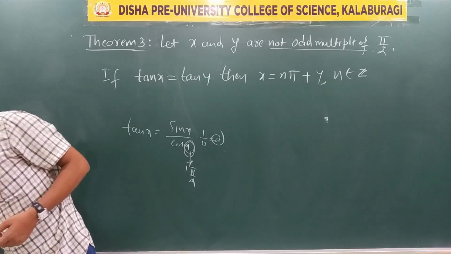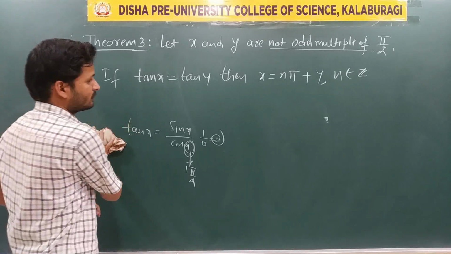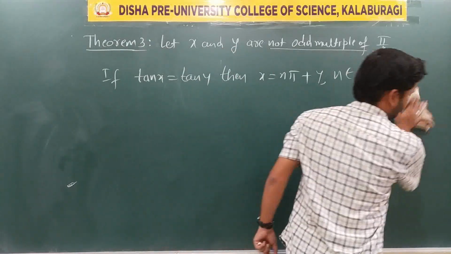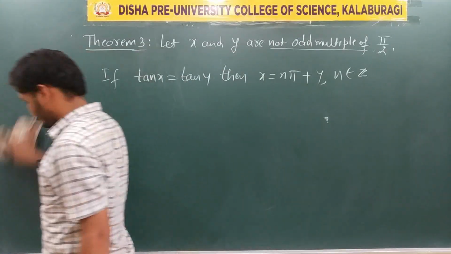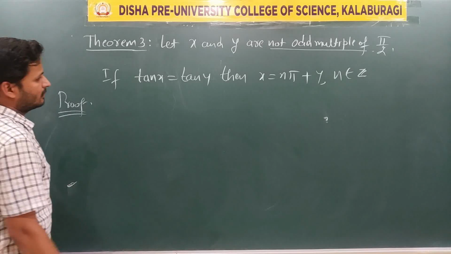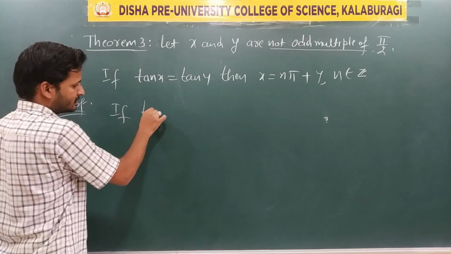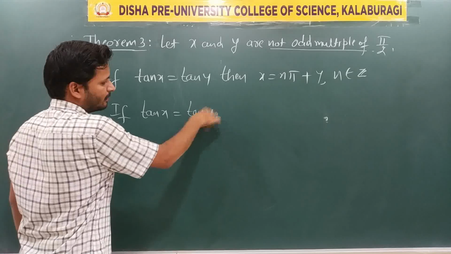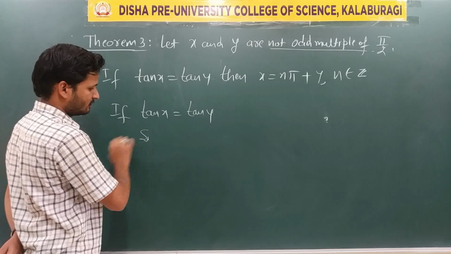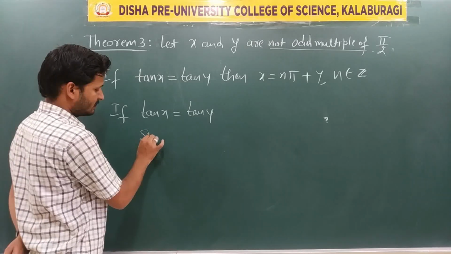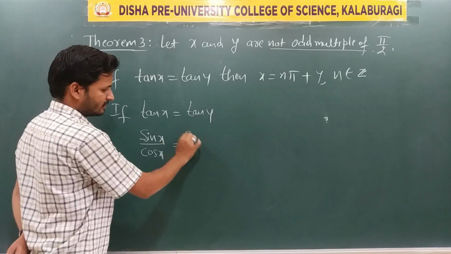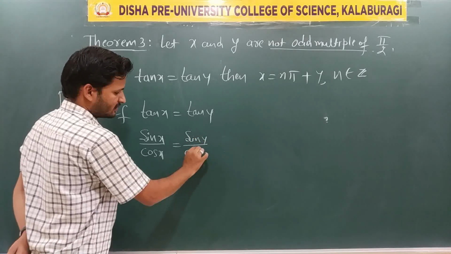So assume that we need to prove that if tan x is equal to tan y, then x is equal to n pi plus y, where n is an integer. Yes, let us prove. If tan x is equal to tan y, tan function can be written as sin x divided by cos x. Here tan y can be written as sin y divided by cos y.